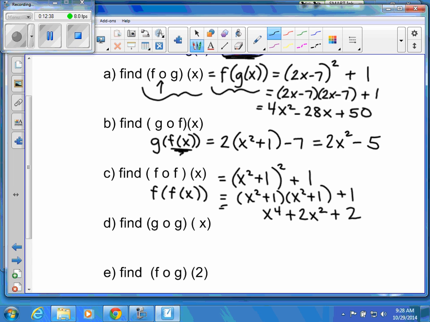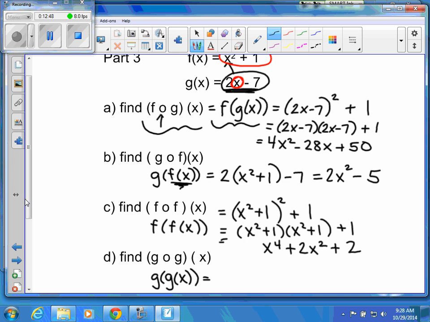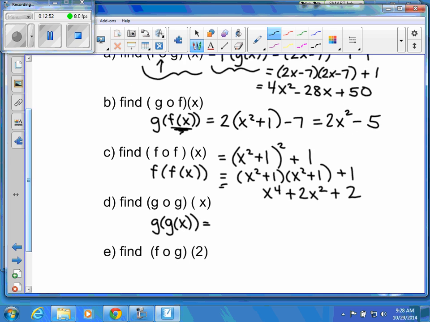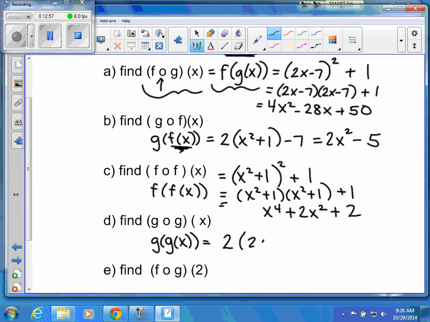Okay, gog is g of g of x. You take 2x minus 7 and put it into itself. So it's going to look like this. You're going to put a 2, and in the place of x, you're going to put 2x minus 7, which ends up being 4x minus 21. 2 times 2x is 4x, minus 14 minus 7 will give you 21.